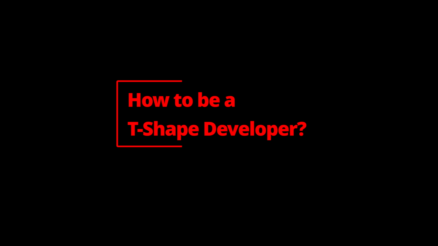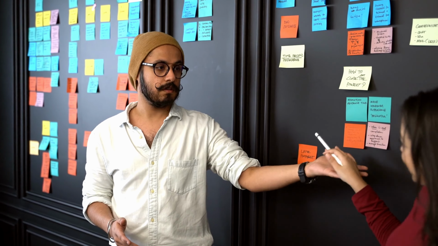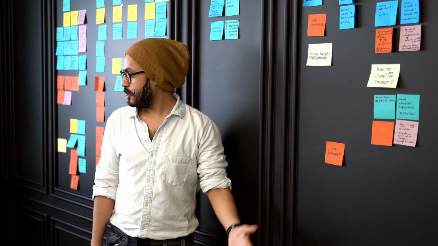So now we have already understood why to be a T-shape developer. But now the question arises, how to be a T-shape developer? Yes, now let's discuss how to be a T-shape developer. The first point is to determine the area of your interest. In this industry, you cannot be a pro in everything. You first need to choose which tech you want to take as your vertical line. So first choose that technology and be a master of it.